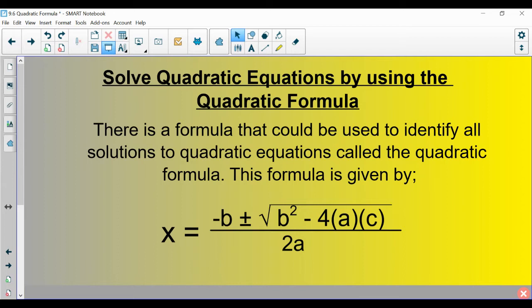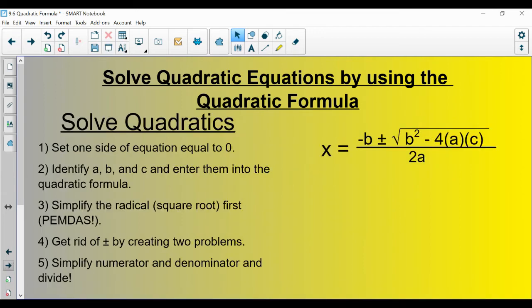There's a little song, sung to Pop Goes the Weasel, very exciting. Or any other method that you might utilize to memorize this, but you will be expected to memorize this. Negative b plus or minus the square root of b squared minus 4ac, all over 2a.